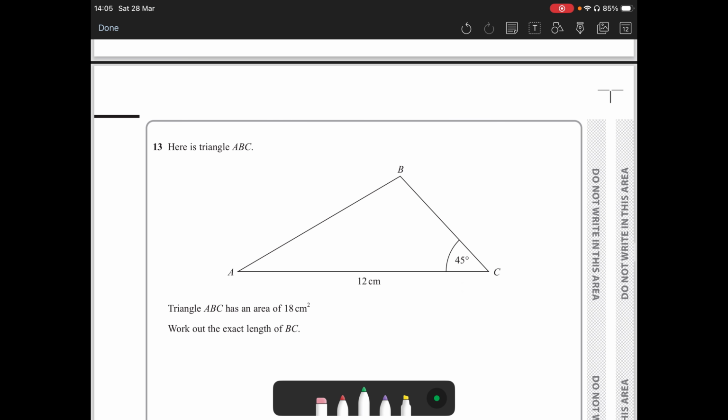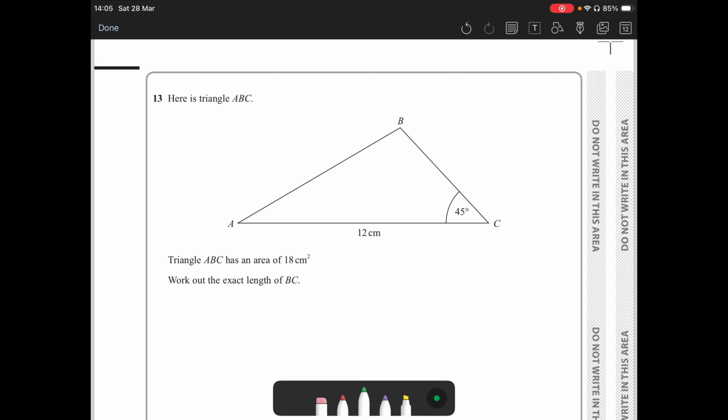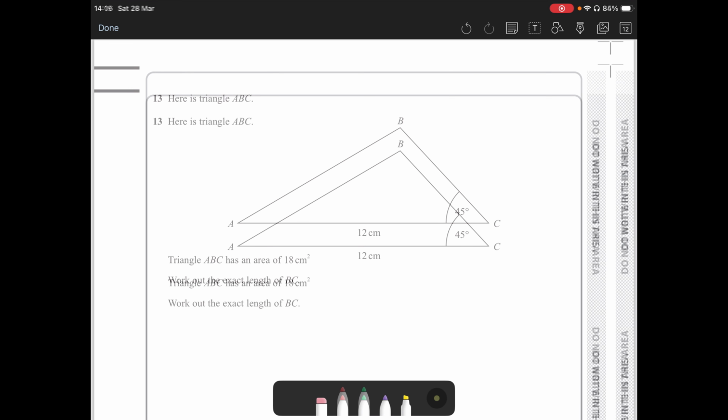Right. Here is triangle ABC. Let's work this out. I'm going to take a phone call. I'll be back in.